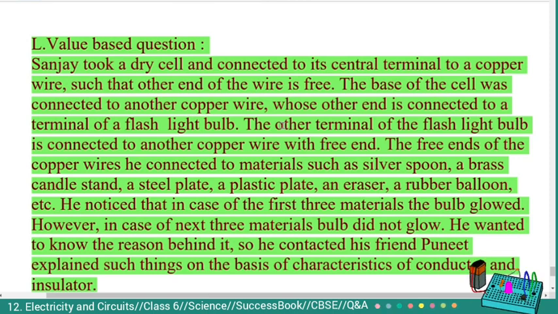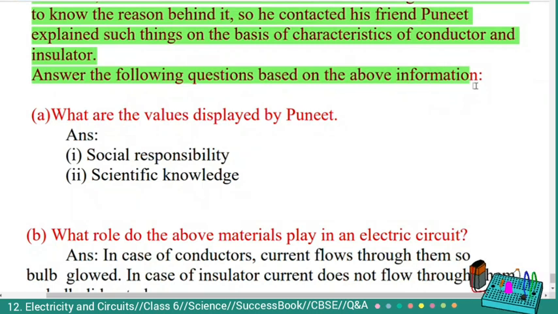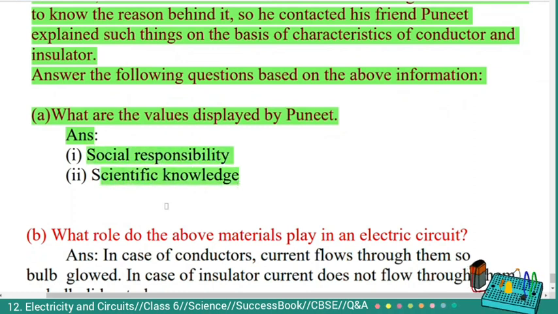He noticed that in case of the first three materials, the bulb glowed. However, in case of the next three materials, the bulb did not glow. He wanted to know the reason behind it, so he contacted his friend Puneet. Puneet explained such things on the basis of characteristics of conductor and insulator. Now answer the following questions based on the above information. Question A. What are the values displayed by Puneet? So Puneet is Sanjay's friend. He showed the values social responsibility and scientific knowledge.